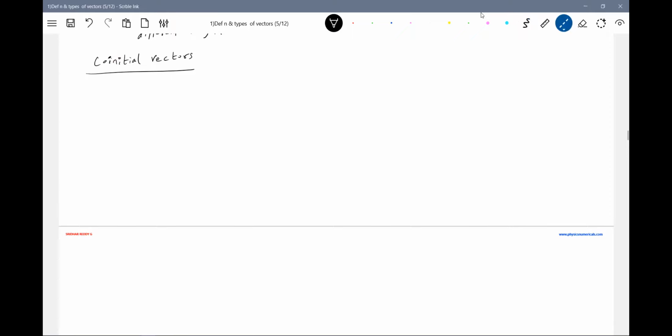Two vectors will become co-initial vectors. Not only two, it can be even more than two vectors, where they have the same common initial point. If two vectors are having a common initial point, they are co-initial vectors: A bar, B bar. Look at here, P bar, Q bar, and R bar. They have a common initial point, or the tails of the vectors are at the same point.